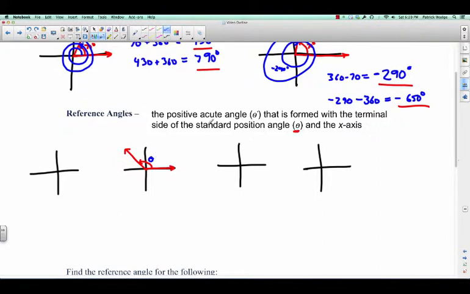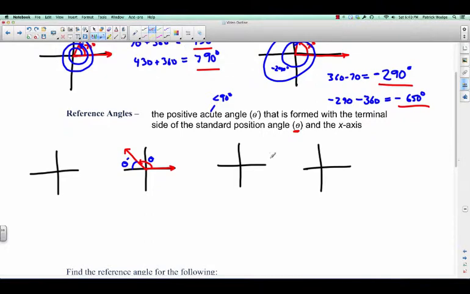But what the reference angle is, it's the positive acute angle. You know what acute is? Acute is less than 90 degrees. The positive acute angle that is formed with the terminal side, well here's the terminal side, and the x-axis, well here's the x-axis. So in other words, the reference angle is this angle right there. This is your theta prime, which we're using to show the reference angle. That's the reference angle right there.